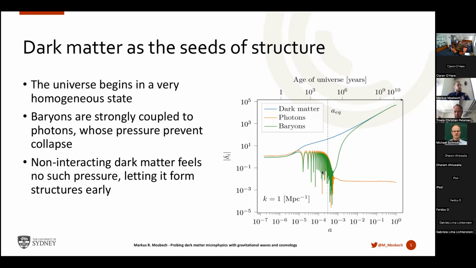Non-interacting dark matter doesn't feel this sort of pressure, and thus can start to form structure much earlier than baryons, and thus form the seeds of all the structures we see in the universe.